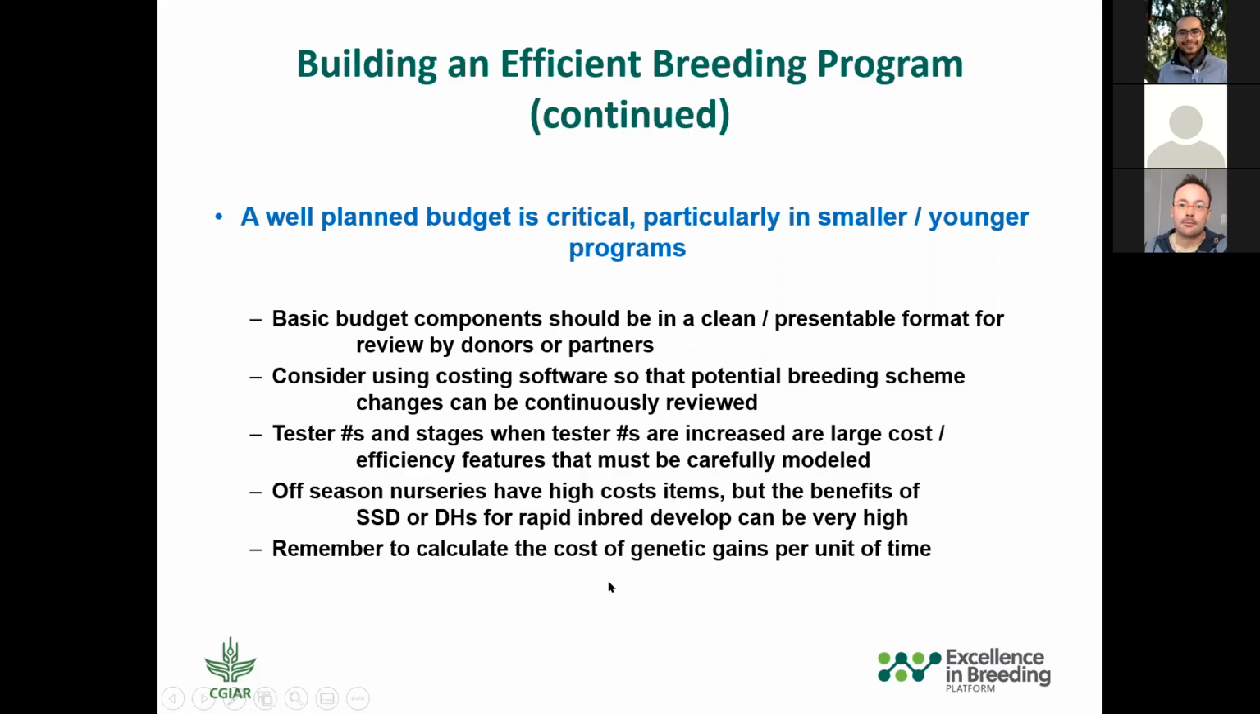And some of those key changes might be tester numbers and stages, where tester numbers are increased, and that's a big cost factor. So it's not just a convenience choice. There's also things like off-season nurseries, which a lot of people are hesitant to use because they're usually away from the home site, fairly costly and so on to maintain. But the benefits, if this is part of your single seed descent or dihaploid production, rapid inbred development, can be very high. And so as you're going through this process, we need to remember to calculate the cost of genetic gains per unit time.